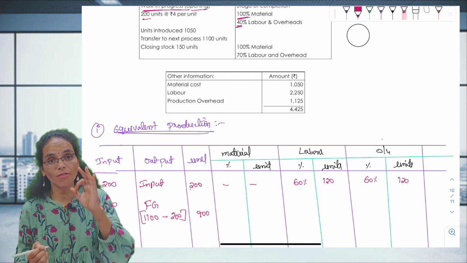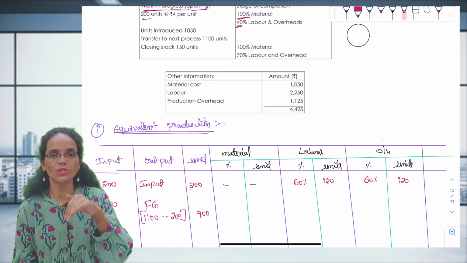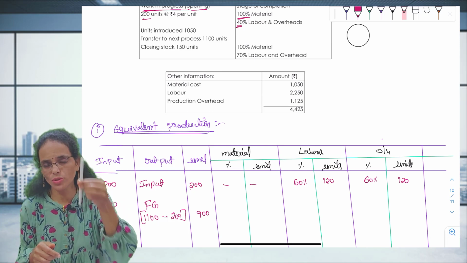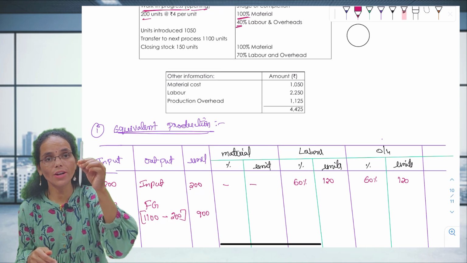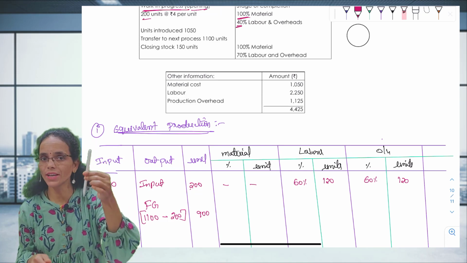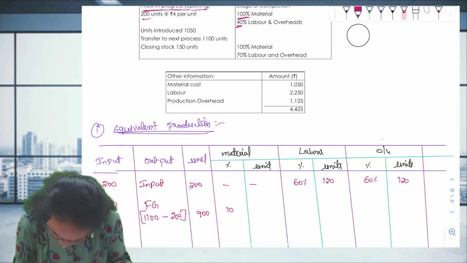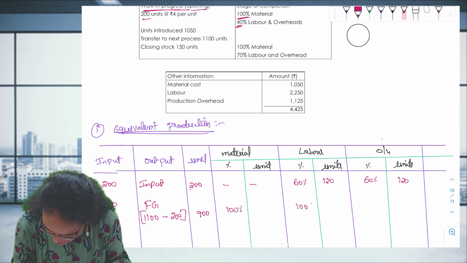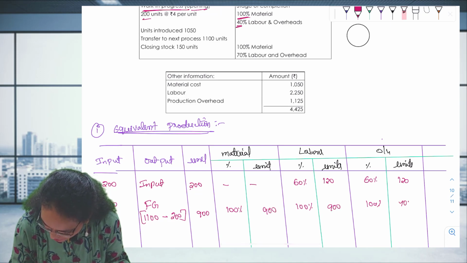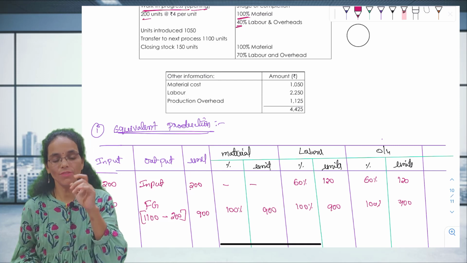units as the finished stock. So for the finished stock you take 100%, because when I'm saying this is a finished stock, it means 100% of the material, 100% of the labor, 100% of the overhead is already incurred. So 100%, 100%, 100%. 100% of 900 is 900, 900, 900. See, this is for the finished stock.